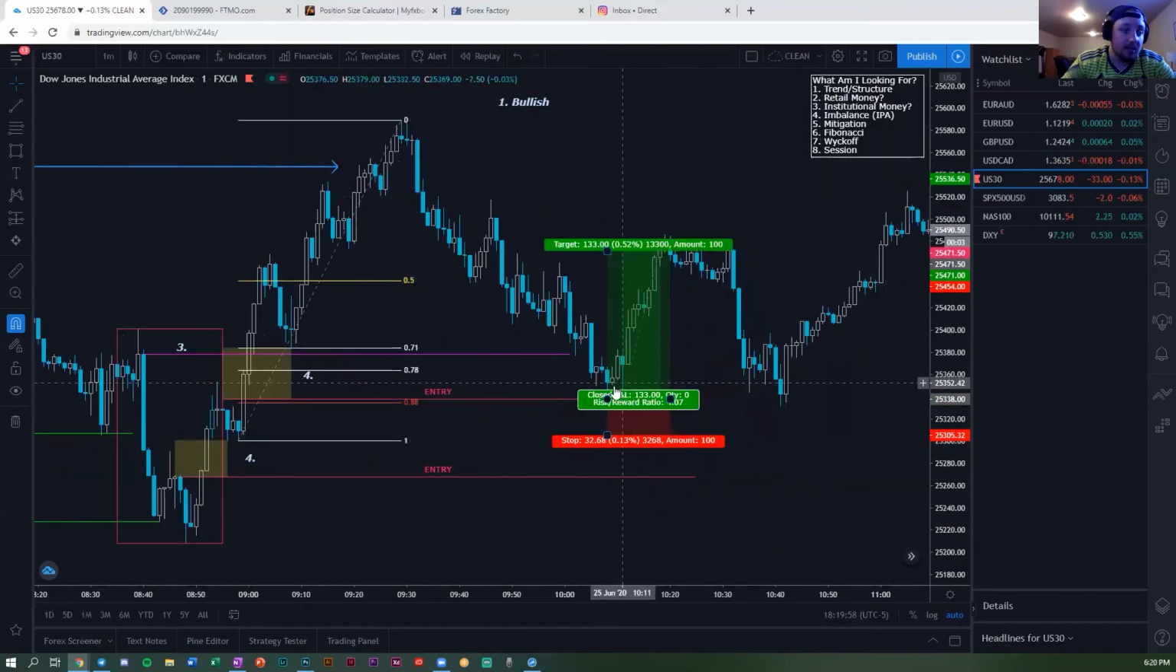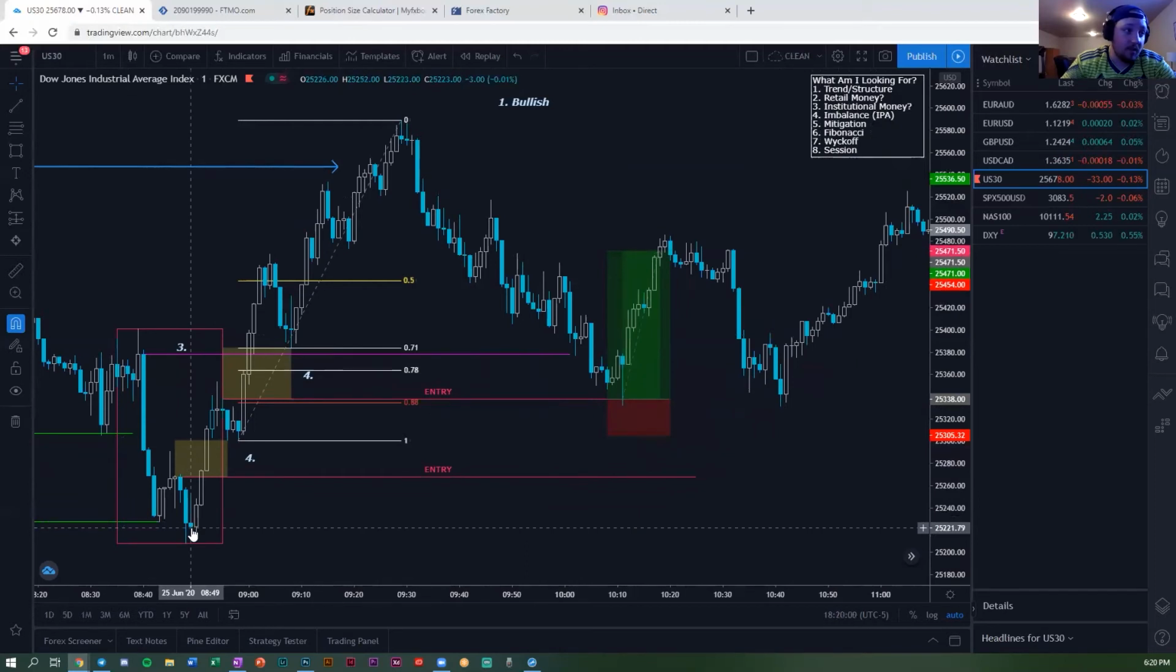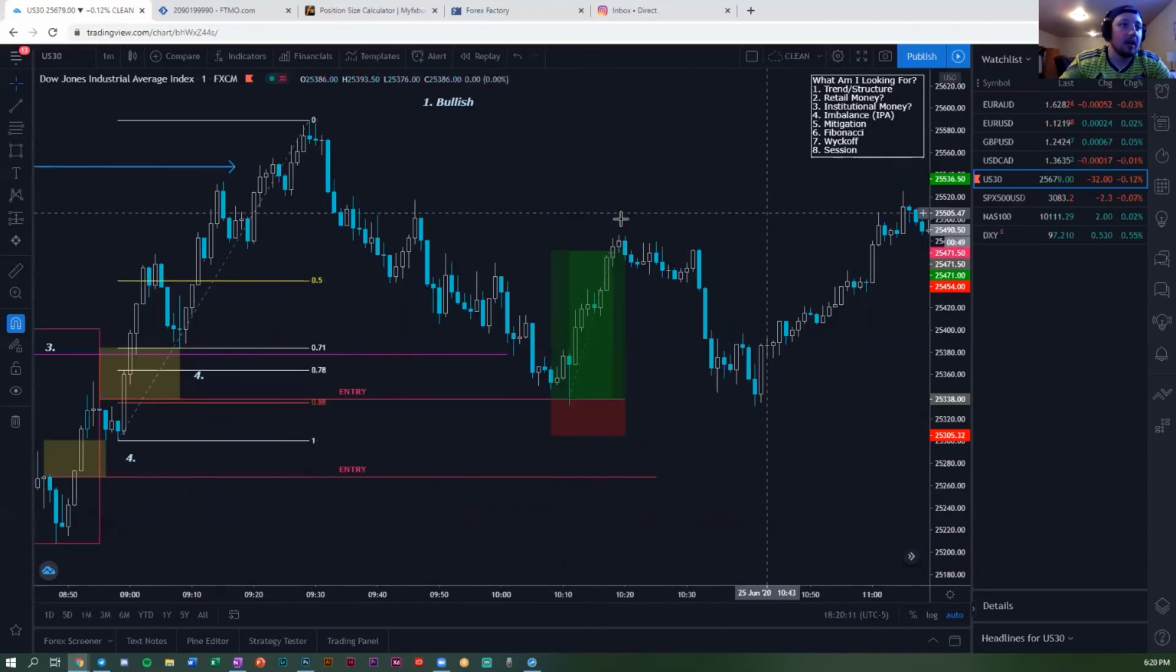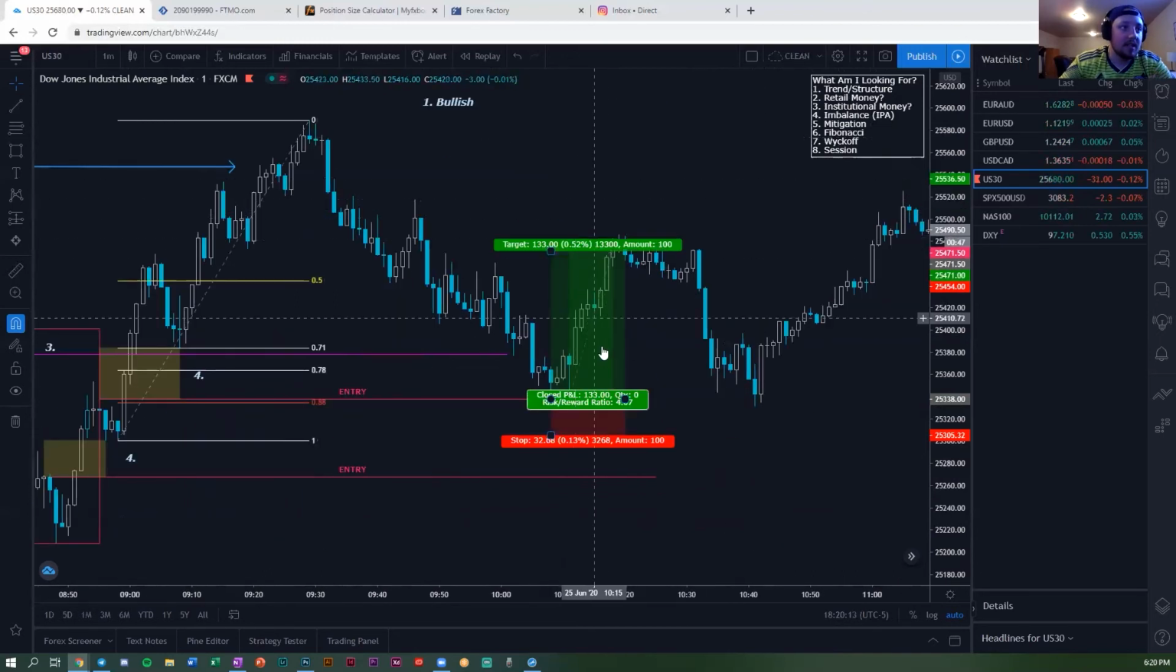And session, so this session is perfect. This move happened 9 a.m. to about 10:45, 10:30. So that's perfect. That's within the New York session. Right now, we're sitting pretty. So we are set to set up this trade.